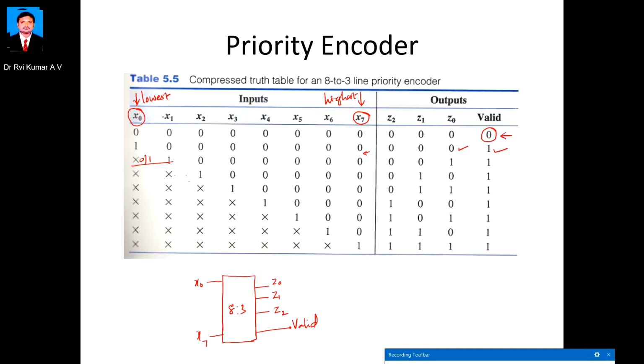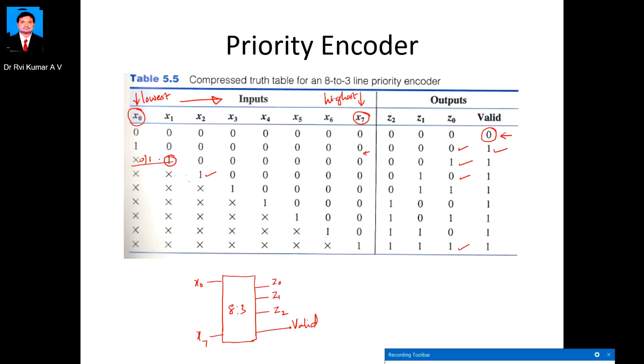So the next highest priority is x1. You can give x0 as 0 or 1, but it is taken as x1 only, because this has higher priority compared to x0. So the priority is rising towards the highest, and it will be encoded as 1. Similarly x2 will be encoded as 2. Likewise, it is encoded for all the outputs, and here I have given the highest priority to x7.